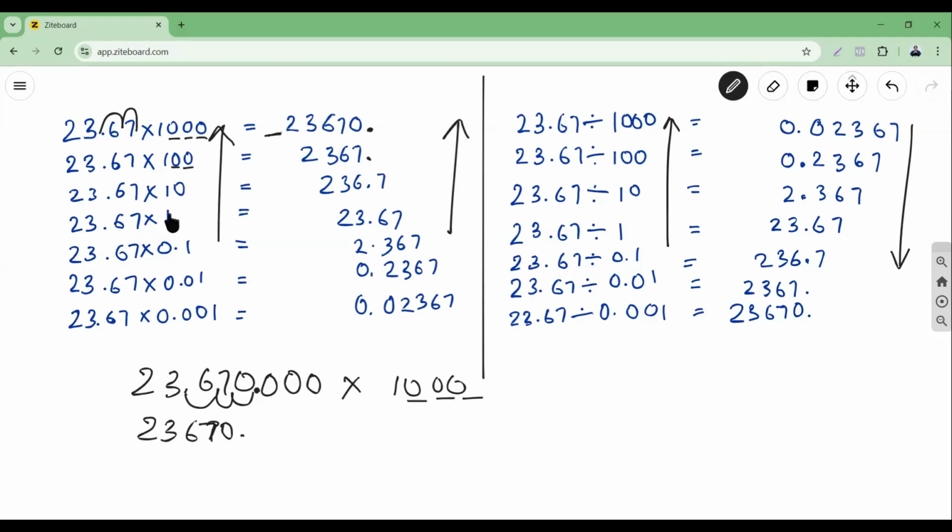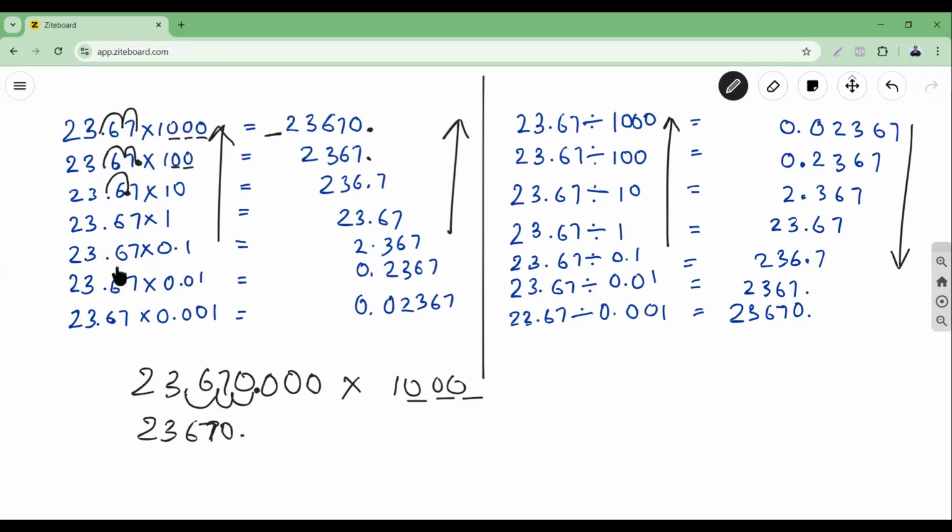If you see the pattern again, what is happening? It's two zeros, meaning the answer should increase. So the decimal point will move to the right side two places, isn't it? And that is why I've got 2367, the decimal point coming here. If it's a 10, my decimal point is moving only one place, and the decimal point is coming here. If you see here, 236.7, right? If it's 1, I don't have any zero, so it's not moving.